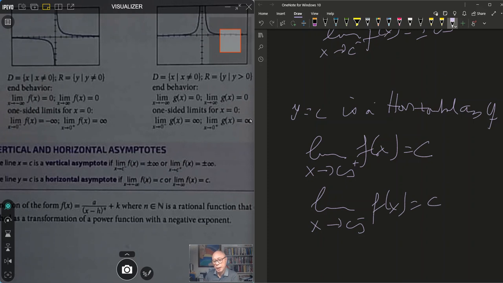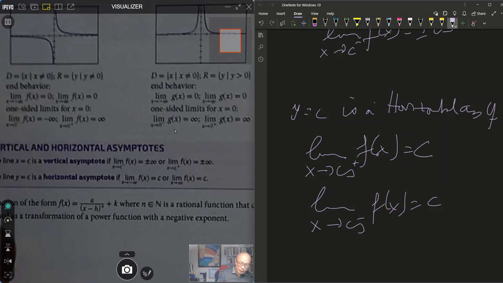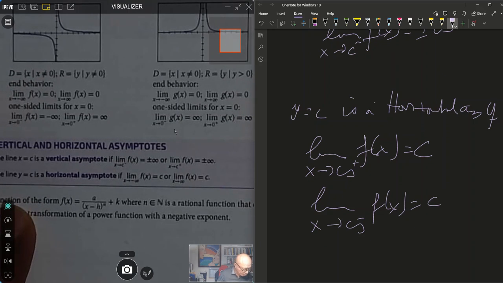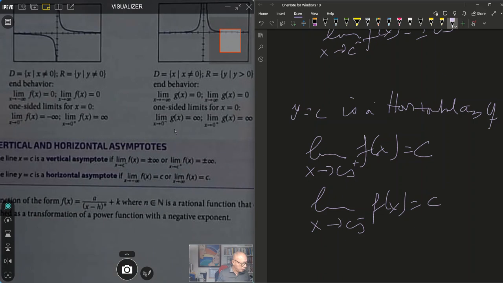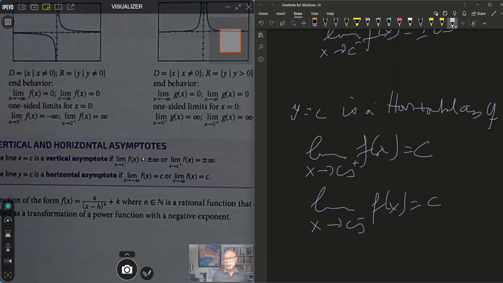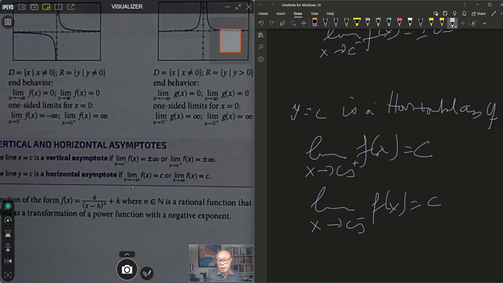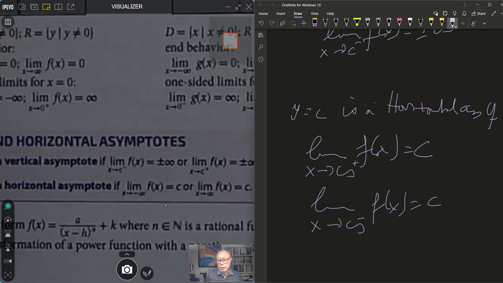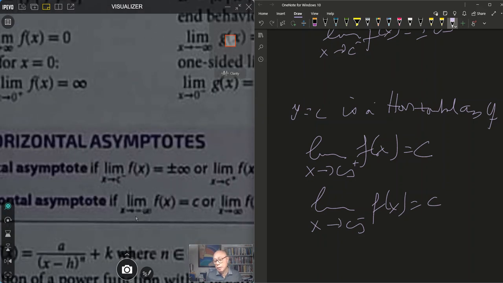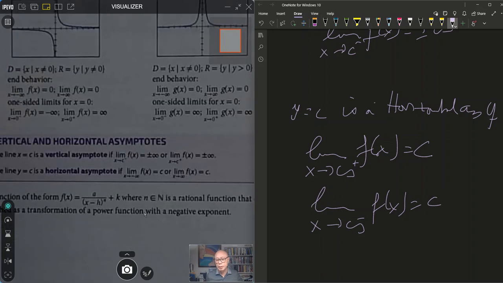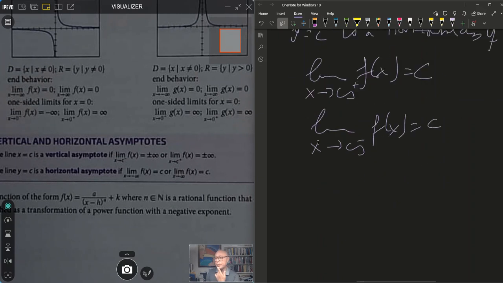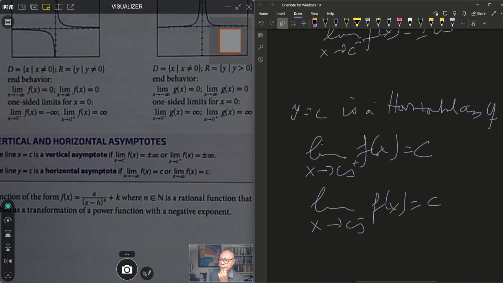So this is the way to express the horizontal asymptote. The value here is not too clear on the computer. That's the idea of asymptote.